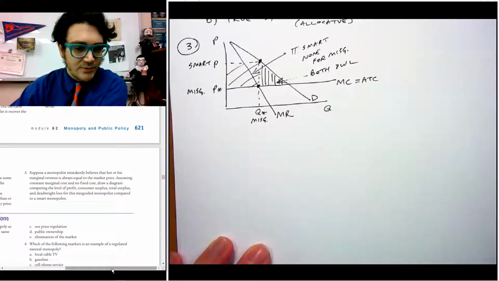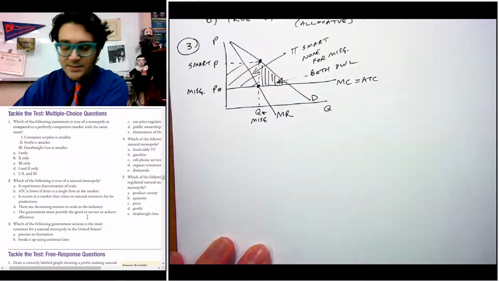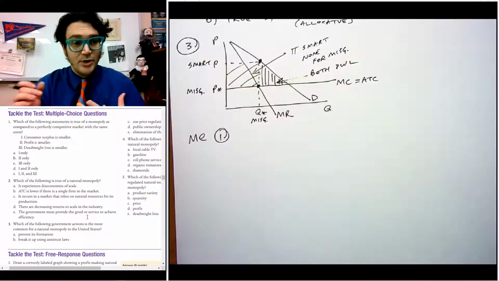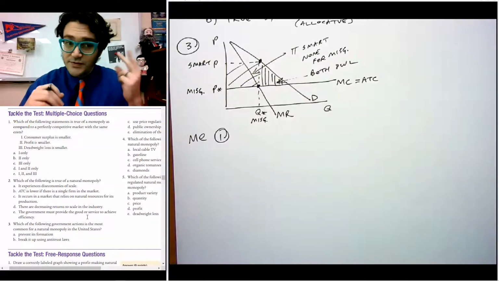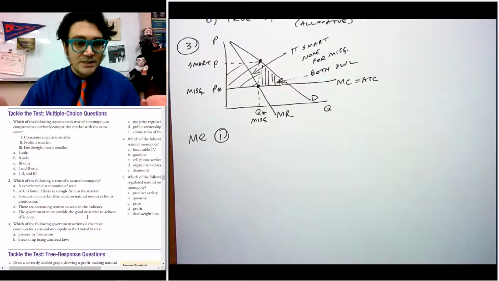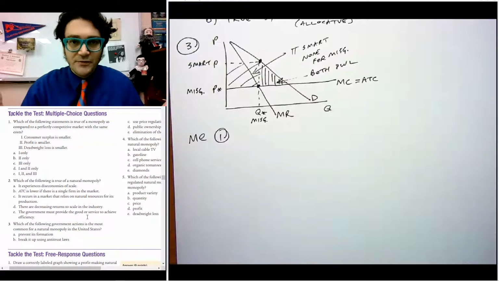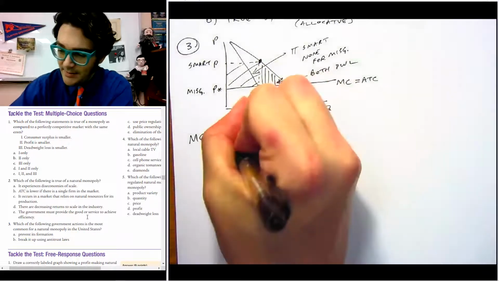Okay, let's take a look at the multiple choice questions. Number one, which of the following statements is true of a monopoly compared to a perfectly competitive market? A, consumer surplus is smaller. That's true. Profit is smaller. That's not true. We know that monopolists earn larger profits. And deadweight loss is smaller. We also know that's not true, because perfectly competitive markets don't have deadweight loss in that sense. So we would say one, only A.